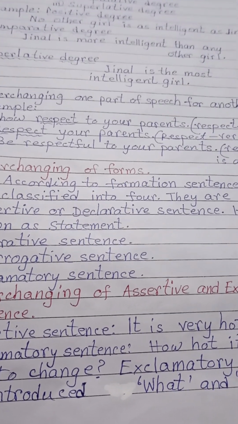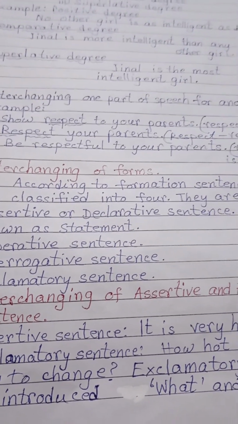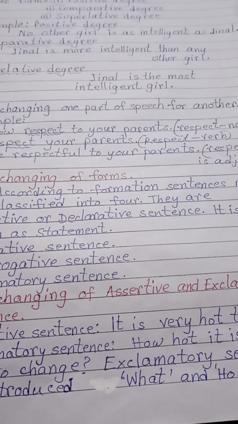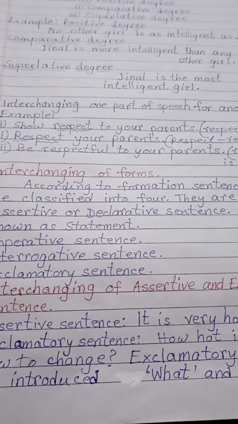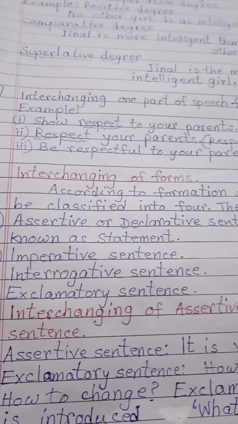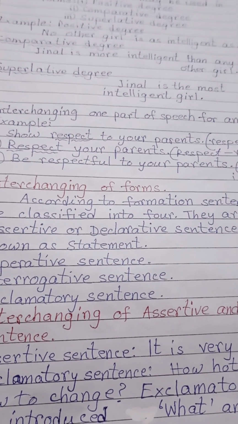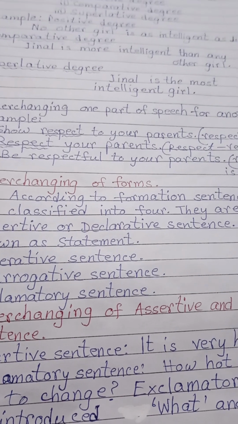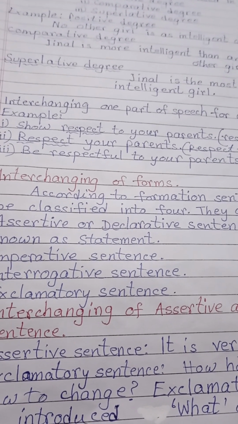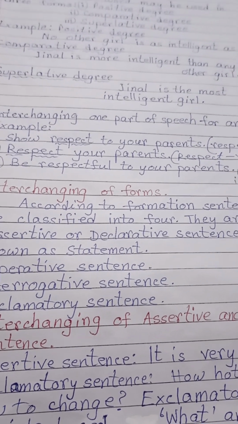Now, next rule, interchanging one part of speech for another. Do you know parts of speech? There are 8 parts of speech. They are noun, pronoun, adjective, verb, adverb, preposition, conjunction, interjection. But here we can change noun to verb or verb to adjective like this way.